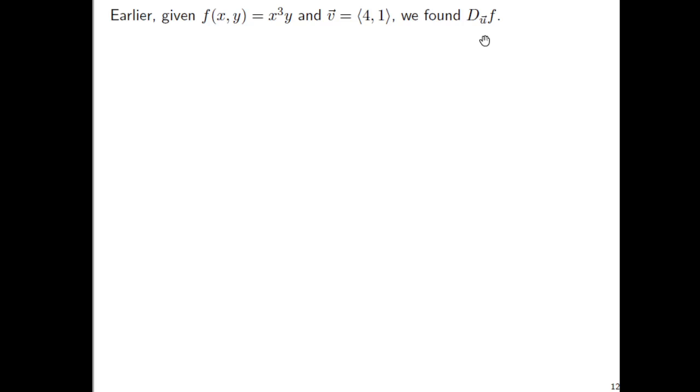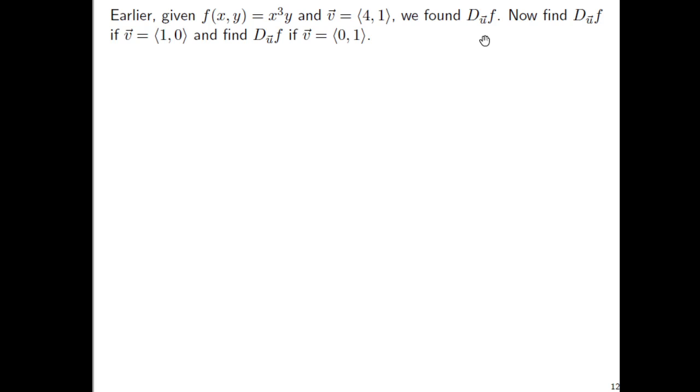Okay, a moment ago we had taken the given function f of x comma y equals x cubed y and the vector v 4 comma 1, and we found the directional derivative of f in the direction of a vector u, and u was just the normalized version of v, right? Now let's actually find the directional derivative of f in the direction of u.